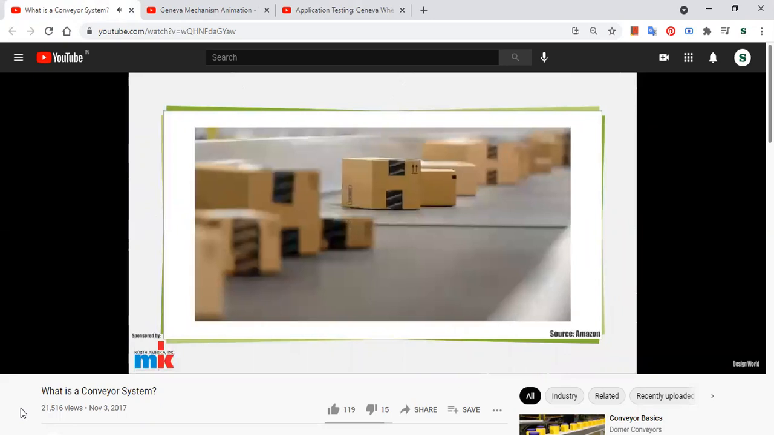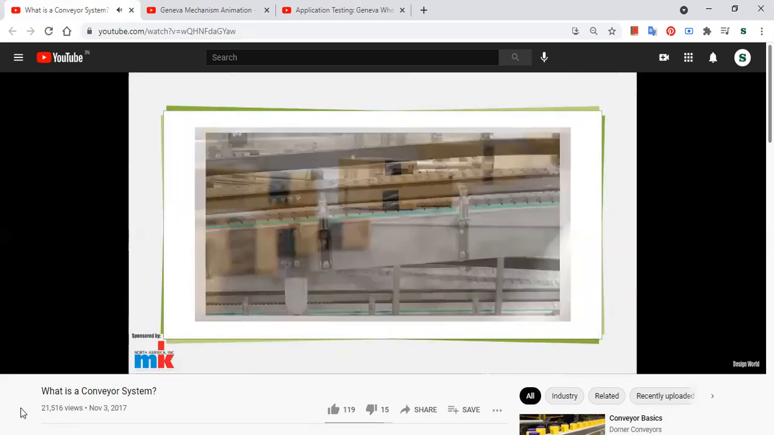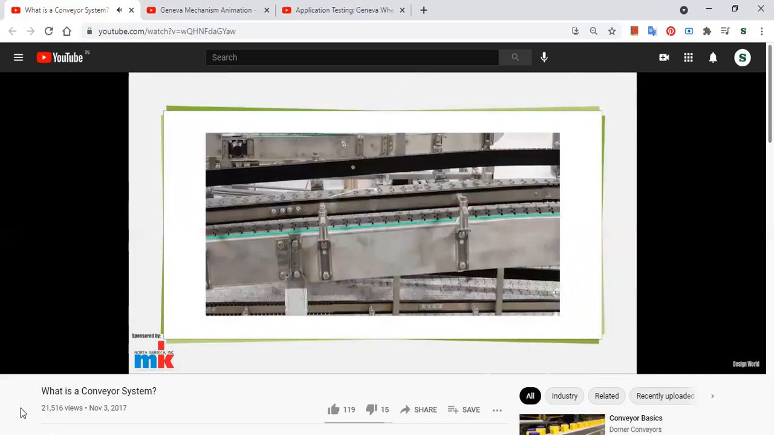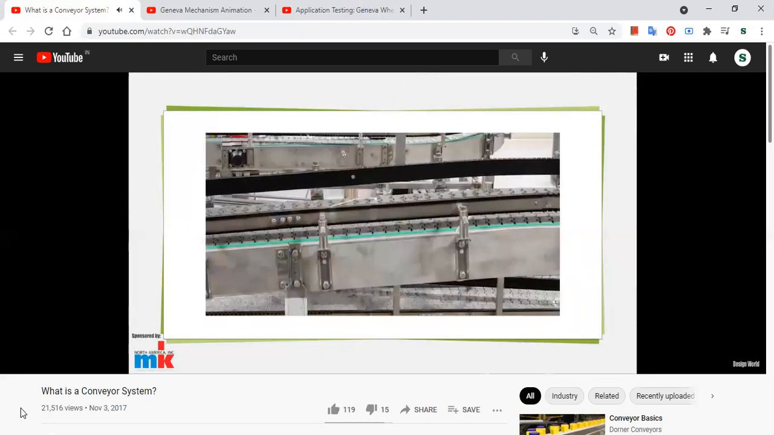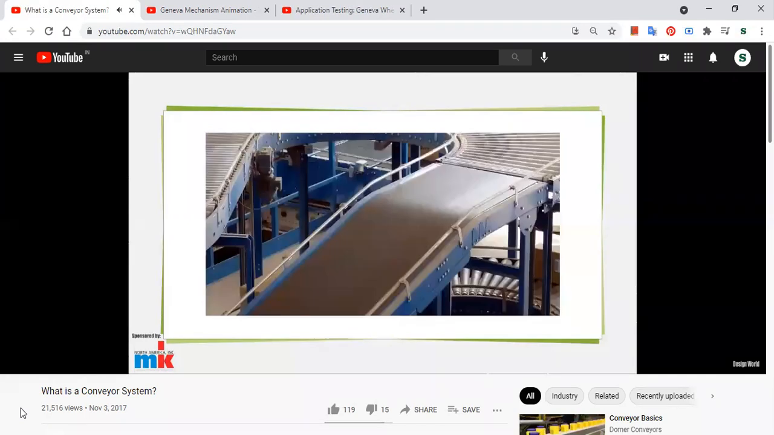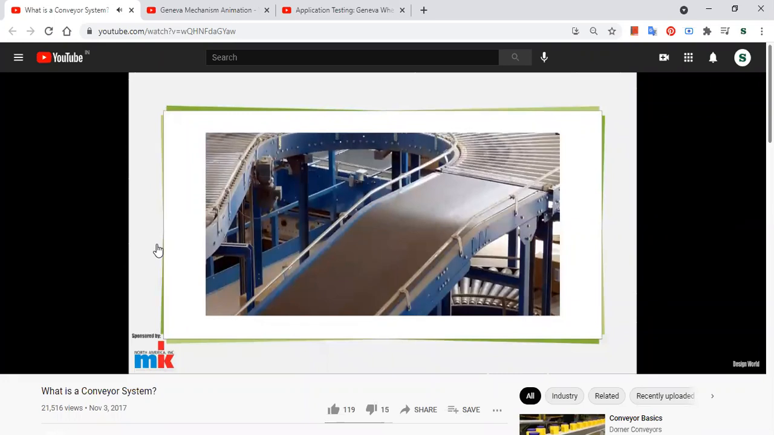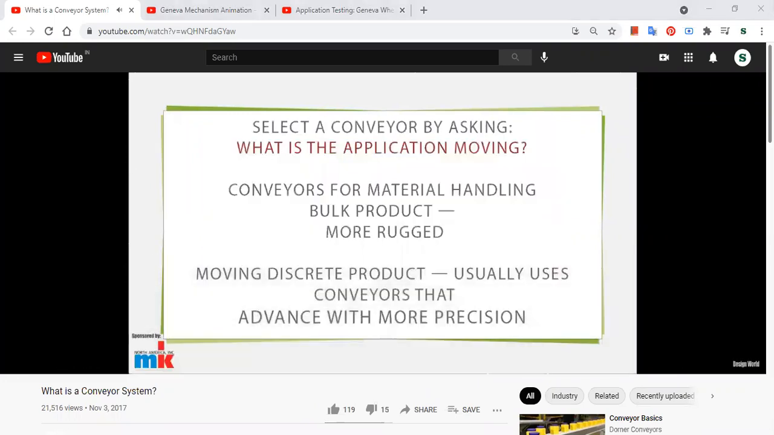During manufacture, myriad products move on conveyors. So conveyors come in an array of shapes and widths, from less than 2 inches for moving extremely small parts to several feet wide. Once viewed as an afterthought, conveyors have become an integral element in nearly all automated facilities and applications. Select a conveyor first by asking, what type of product is the application moving? Conveyors for material handling of bulk product are more rugged than those for moving discrete product. In contrast, the latter requires conveyors that can advance product with more precision.